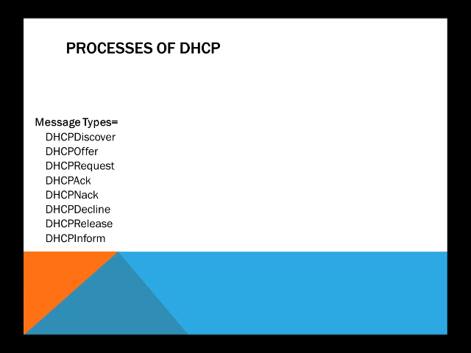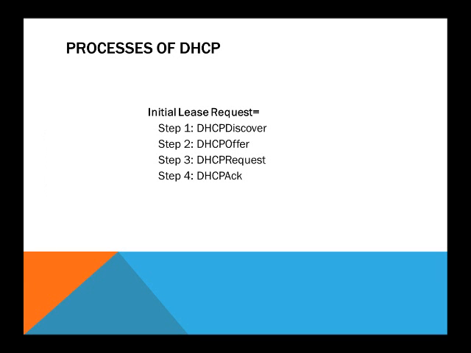The release is where the client gives the IP address back and ends its lease. DHCP inform is where, if a client already has an IP address, it will send its local configurations back to the server. The initial lease request. This is where clients make a request if they don't have a current lease on a scope. It will send out a DHCP discover message.